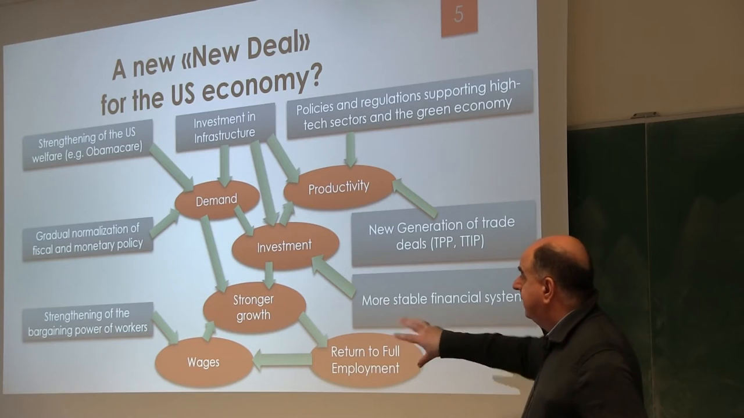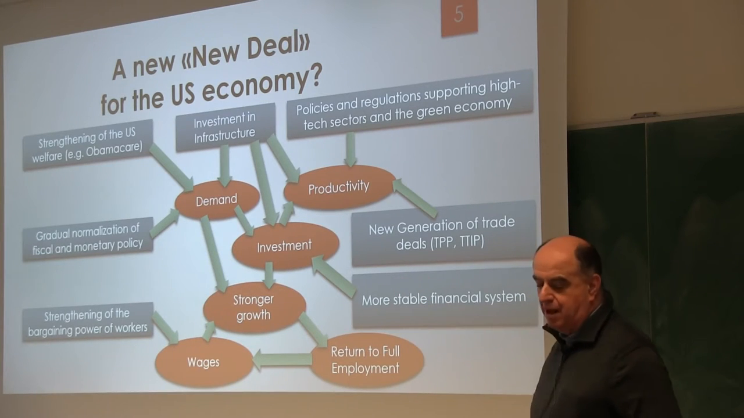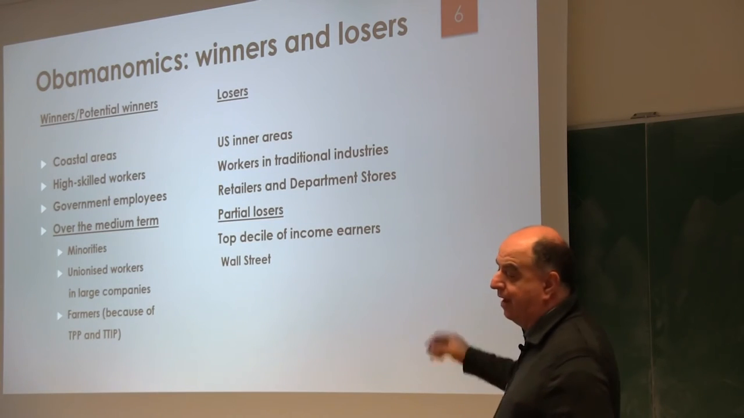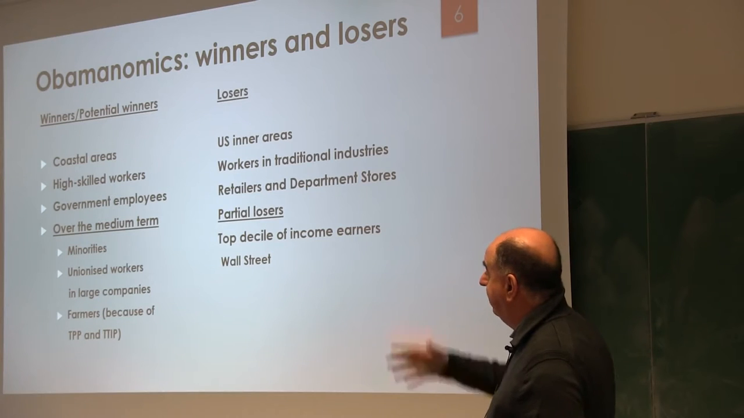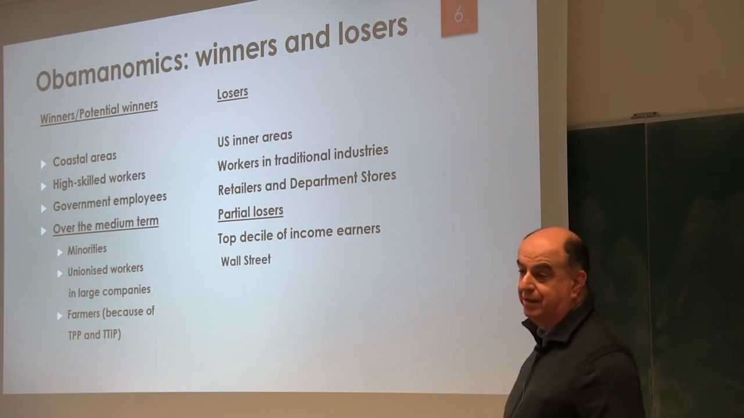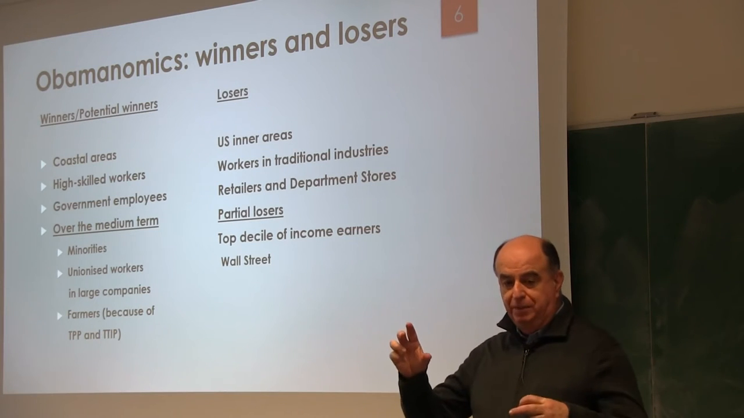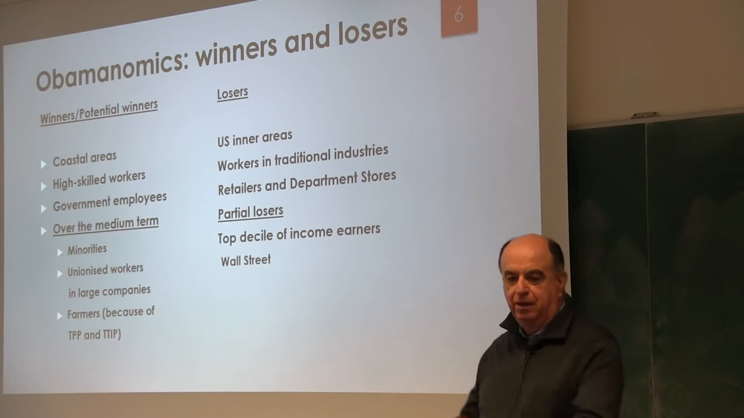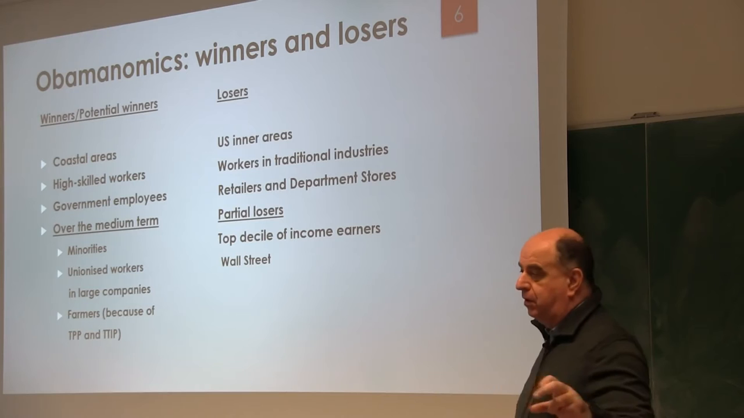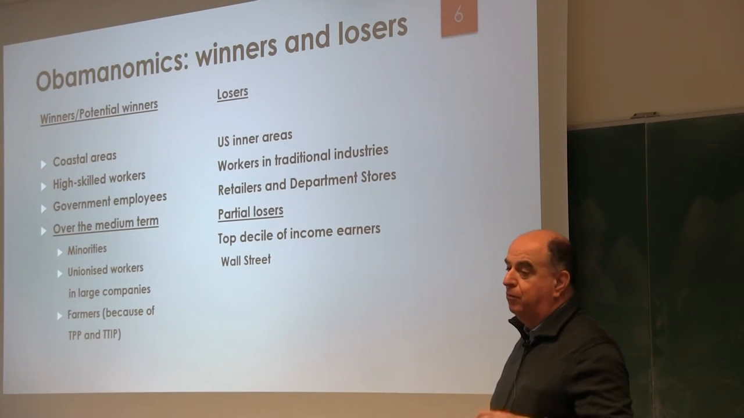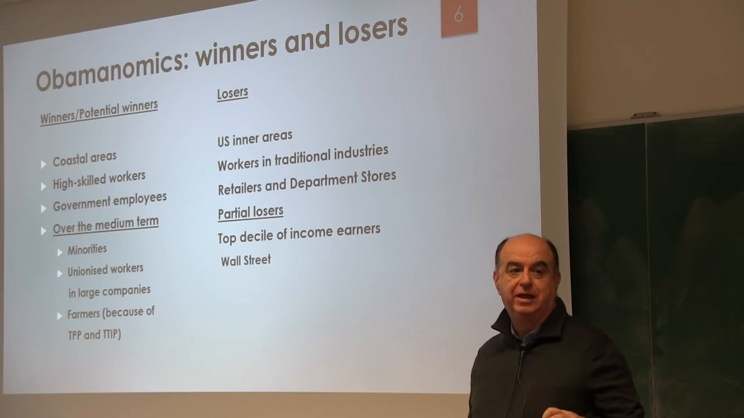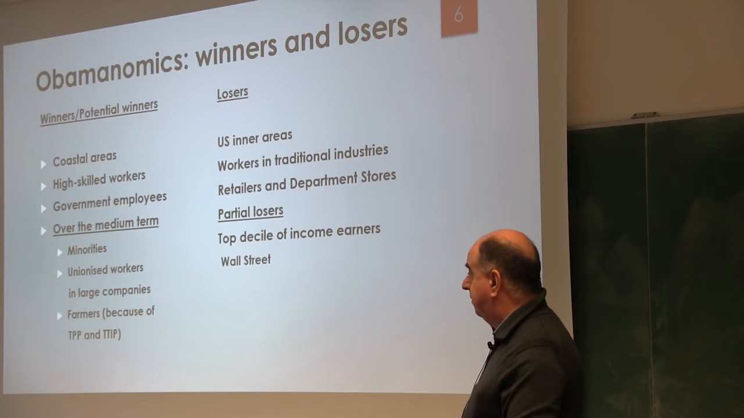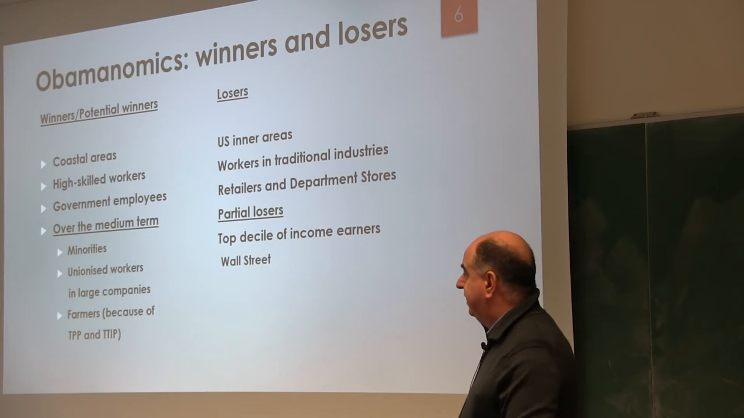So that was how he thought of the recovery and how to come out of the Great Recession. Things went rather differently. There were winners and losers after 8 years of Obamanomics. The winners were the coastal areas and, in general, high-skilled workers in the IT sector. During this period, wages were stagnant. Where you see increases is at the very high end, very well-paid workers in the IT sector, or people at the bottom with minimum wages, mostly because many states passed legislation to increase the minimum wage during his presidency. Federal government employees, at least, had the guarantee of keeping their jobs.